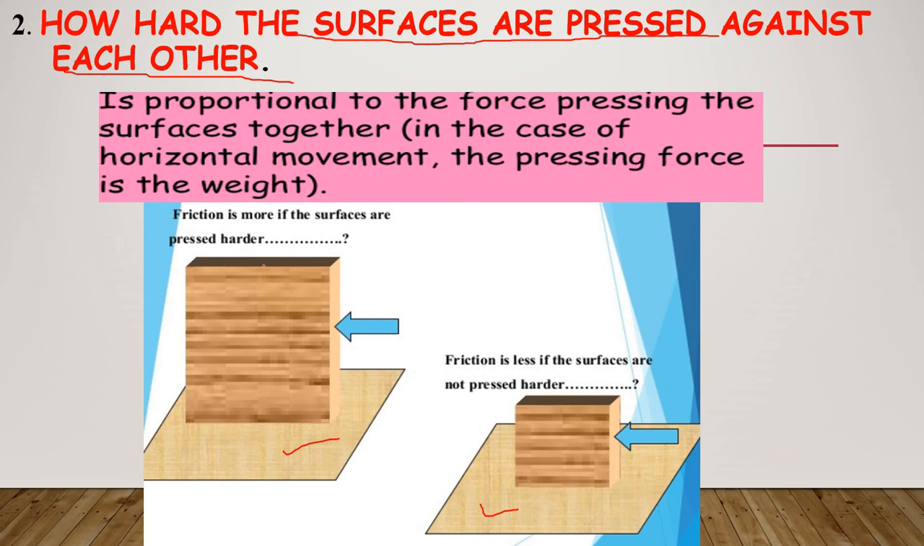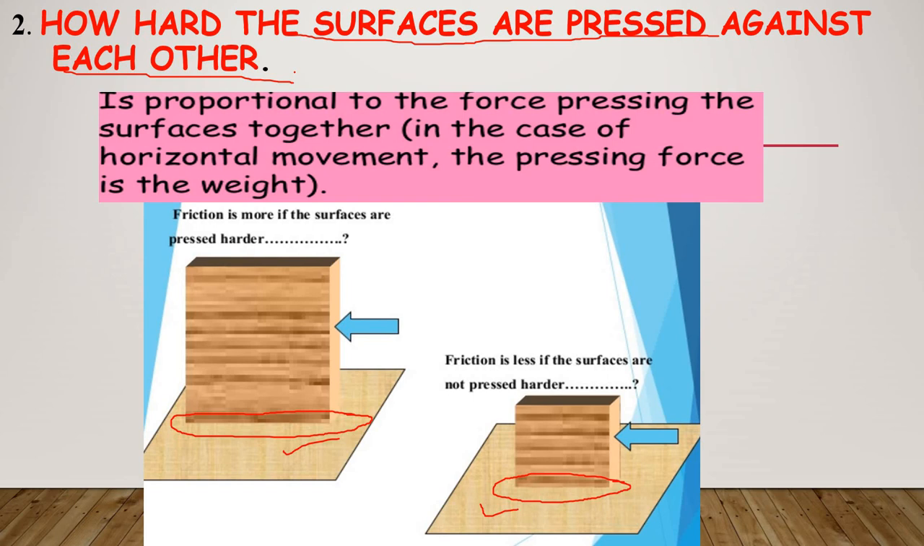Okay, now see, here a wooden block is kept. Here a small wooden block is kept. What is the difference? The weight of this wooden block is much larger than the weight of this wooden block. When the weight is increased, you know, these two surfaces will be pressed more harder. Here the weight is less, so the pressing between the two surfaces will be less. So how hard the surfaces are pressed against each other, that matters a lot.